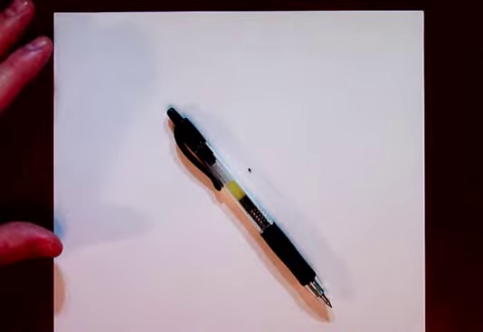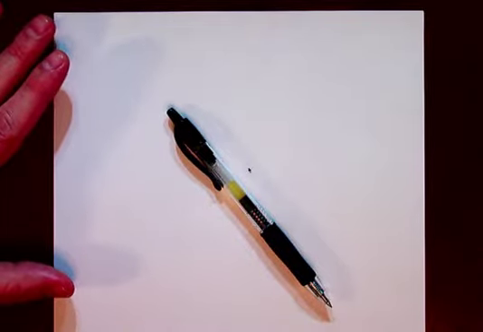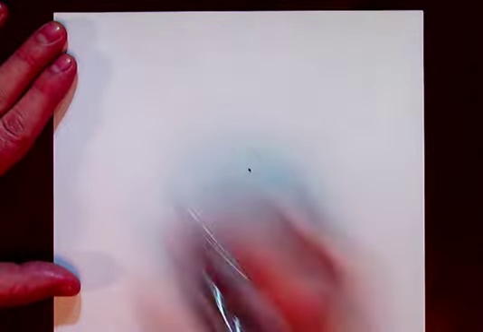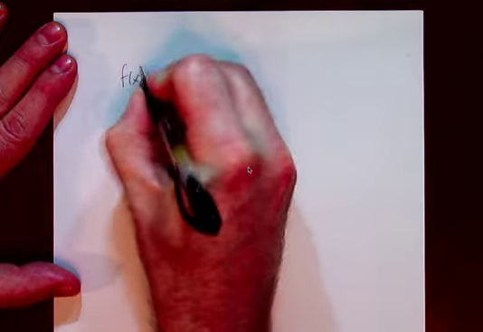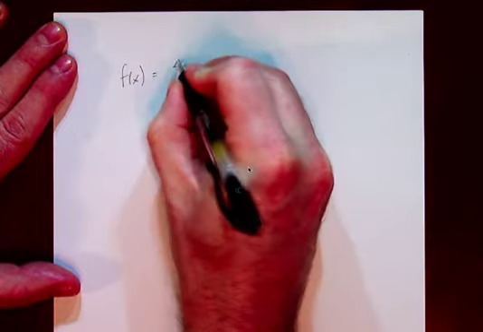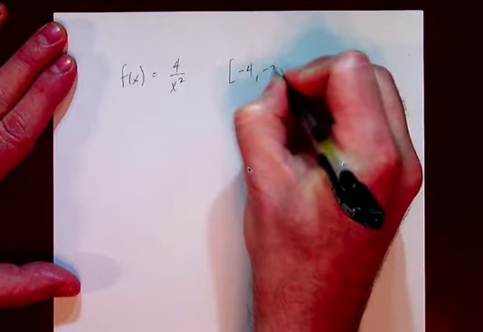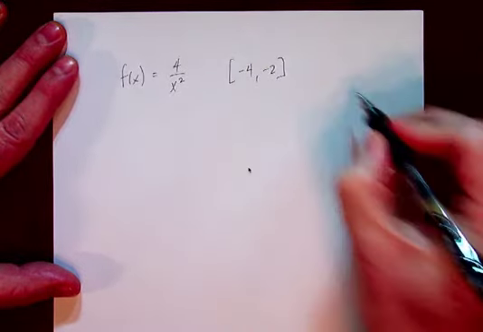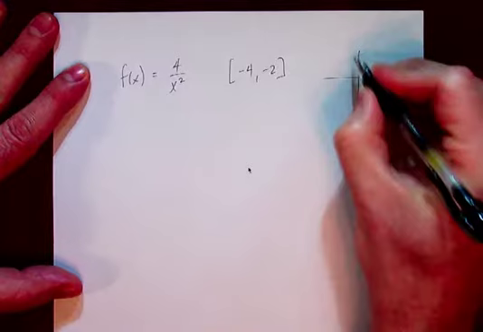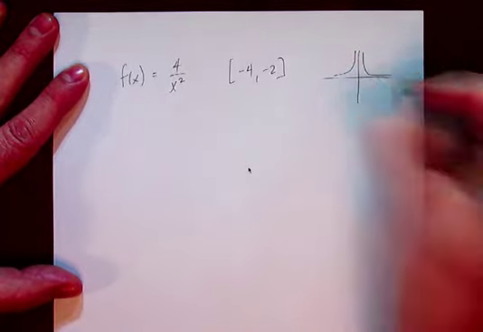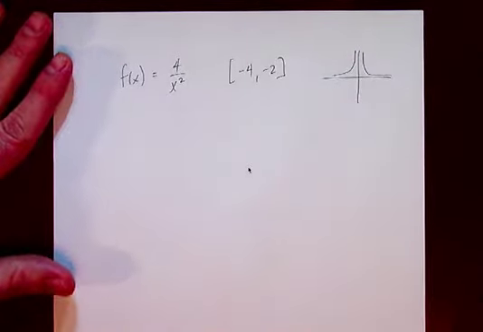Hello, my people. Let's go ahead and jump right in with another couple of examples on average function value and mean value theorem for integrals. Let's say that I'm given f of x is equal to 4 over x squared, from negative 4 to negative 2. Now remember, that is a function which looks something like that, okay?